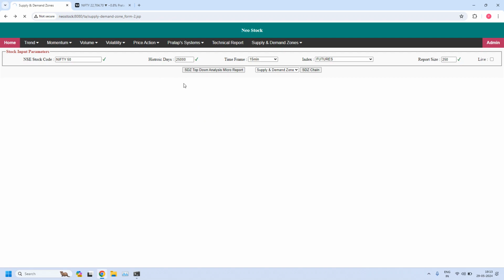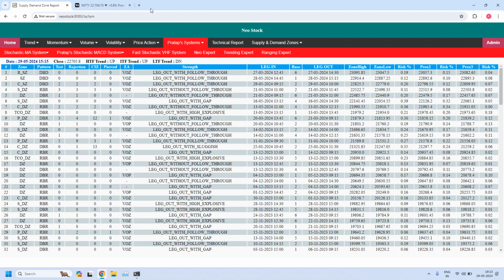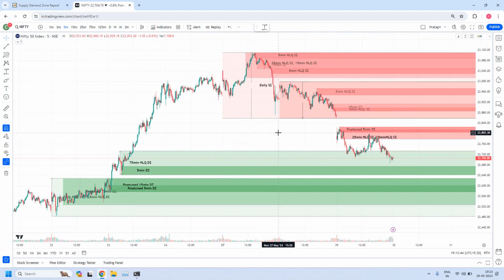So it's slowly generating. Yeah. So still it is a downtrend. 15 minutes trend is a downtrend. So that means intraday trade setup, still you can go for the short trades. But the only area you trade against the trend is in this fine-tuned 5 minutes demand zone of daily high liquidity zone.